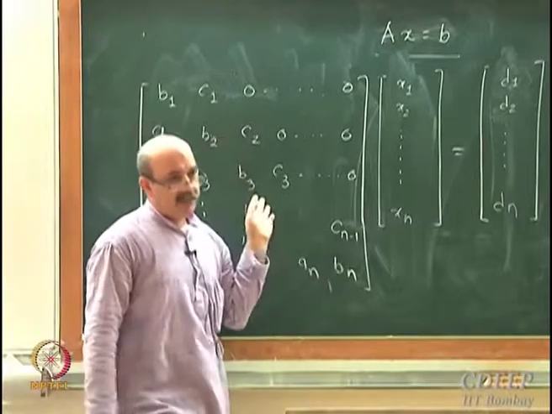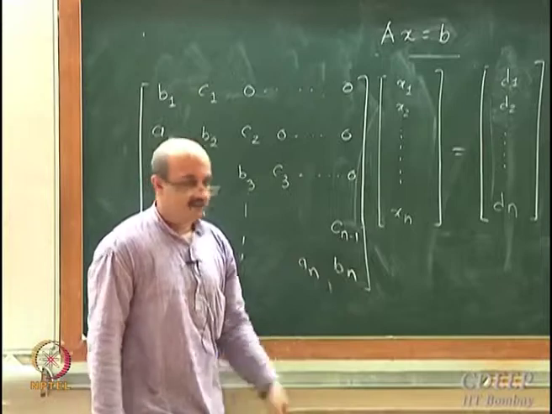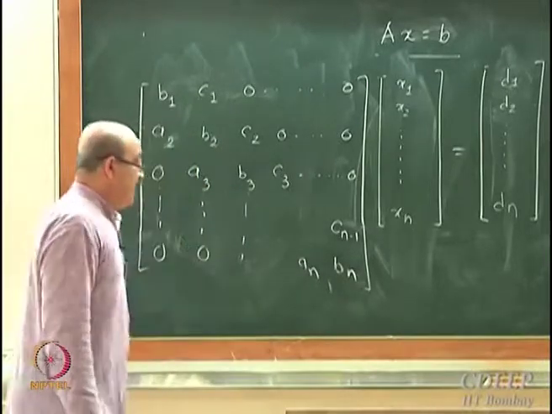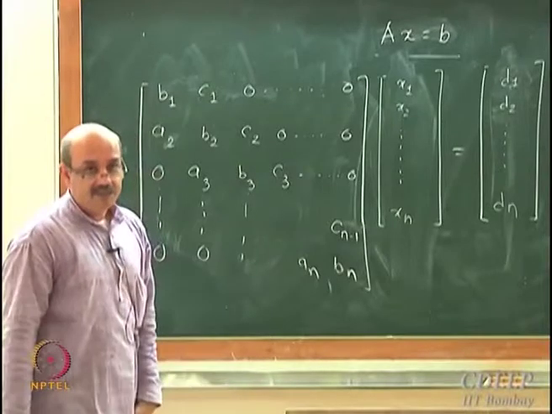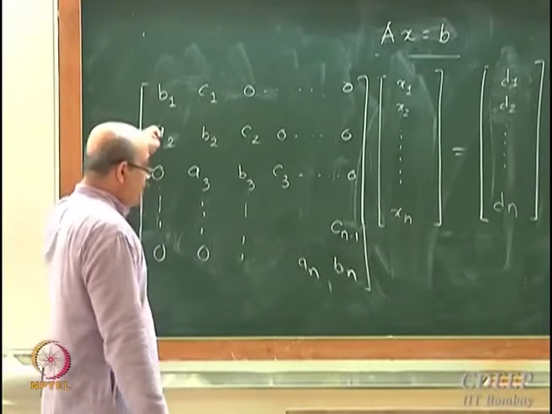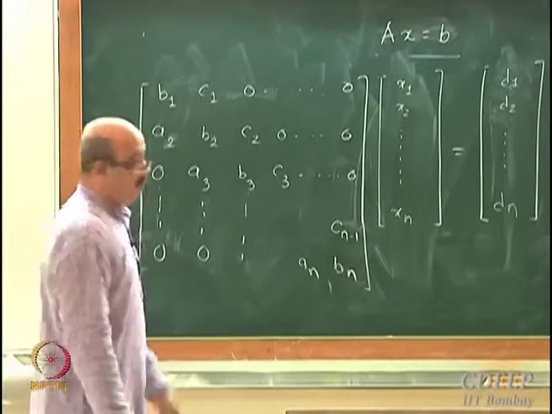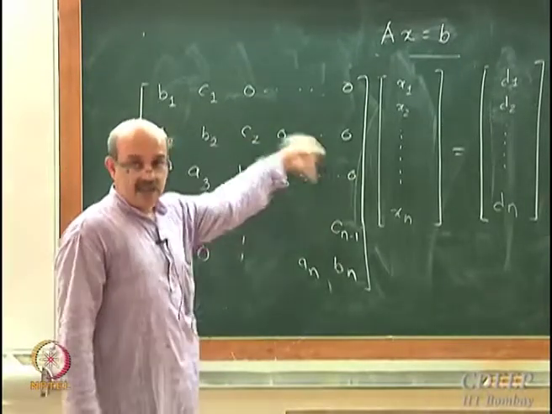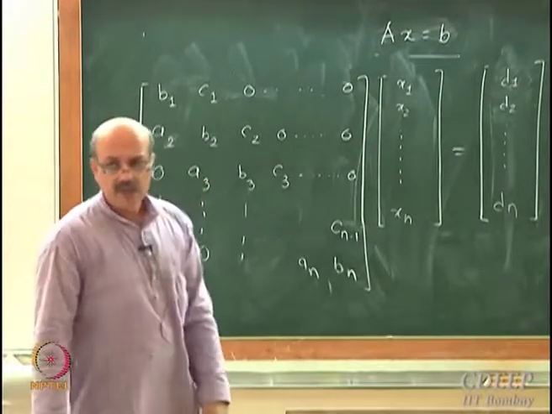You have seen this kind of matrix in the finite difference method. In the finite difference method you get this tridiagonal matrix. And then the question is, can I exploit the special structure, which has so many zeros? How many elements are non-zero?